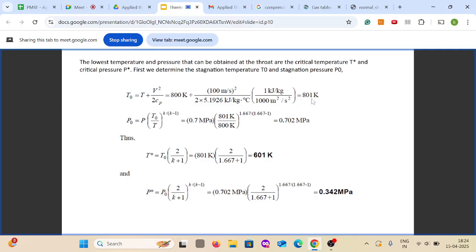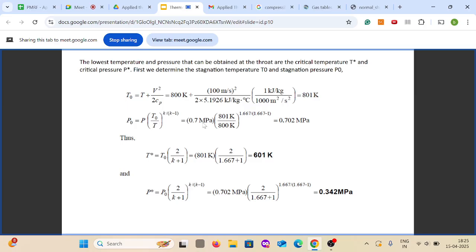So this gives you 801 Kelvin as the stagnation temperature. Similarly, stagnation pressure P0 is P times (T0 by T) raised to the power gamma by gamma minus 1, because we are assuming that the stagnation temperature is reached by isentropically bringing the velocity to 0. That's why you can use the isentropic compression equation. So P0 is P into (T0 by T) raised to the power gamma by gamma minus 1.